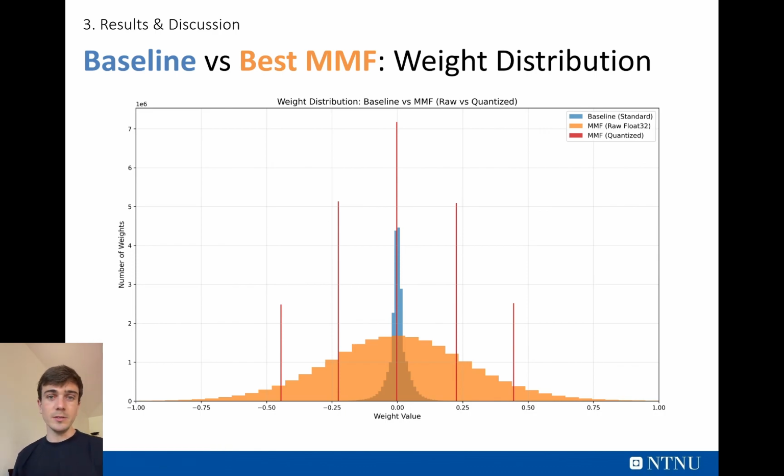So the orange one is the raw values of the weights without being quantized. Remember that when we train a matmul3 model, in reality, we are saving the floating point values of the weights. So these are the orange weights in the graph.